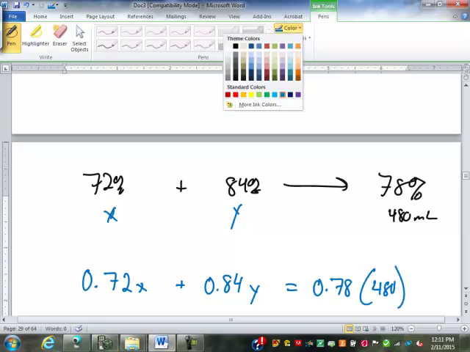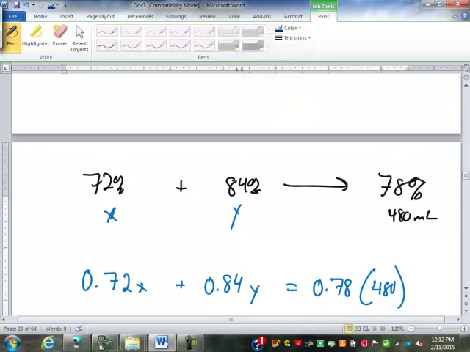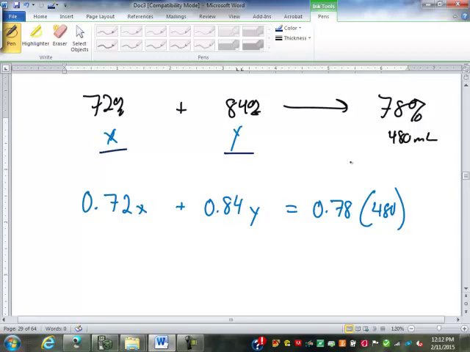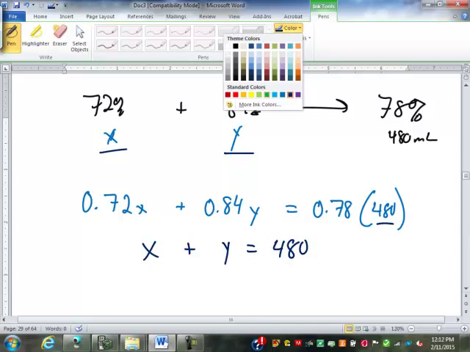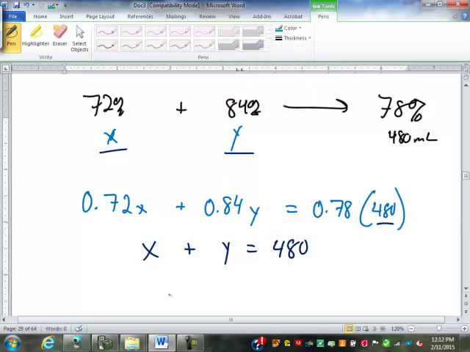Now we have two variables here, and we can't solve a single equation with two variables, so we need a second equation. And there is a second relationship between the x and the y. x plus y has to equal 480 milliliters total. From this, then, we could go ahead and solve a system of equations. A couple of different methods. We could do substitution, elimination or addition, depending on what your books call it. We could do matrices. We're going to go ahead and do substitution.